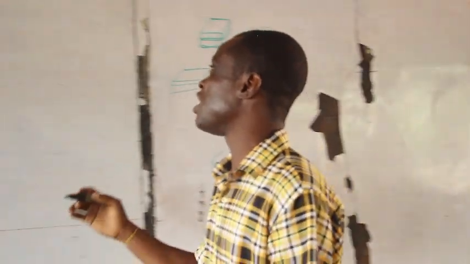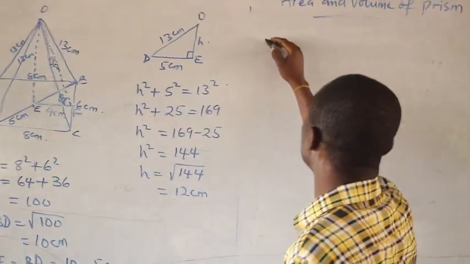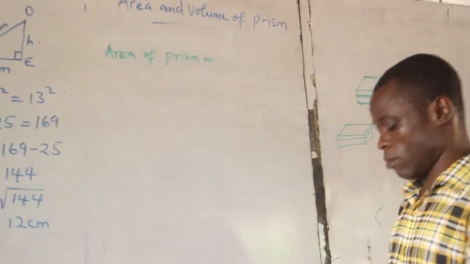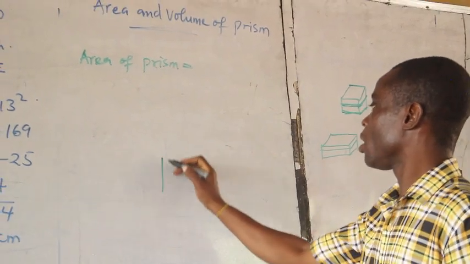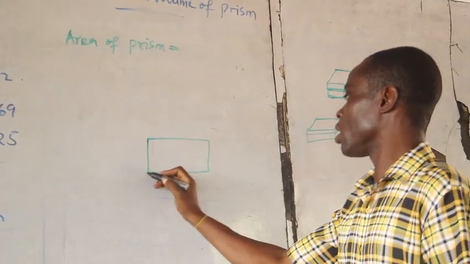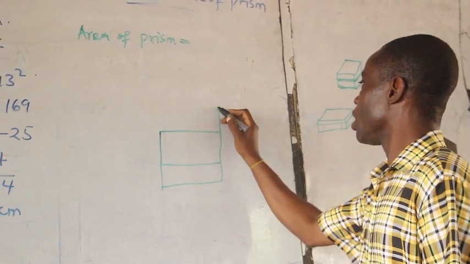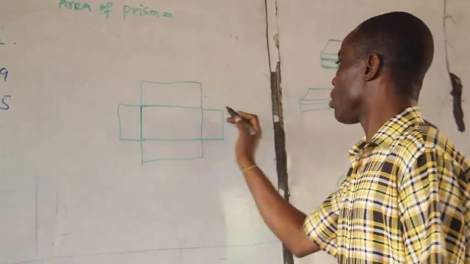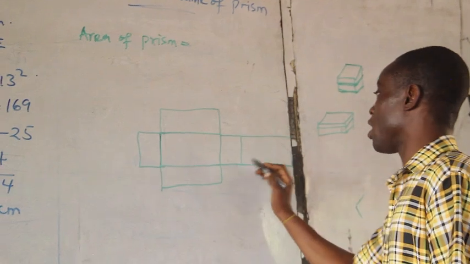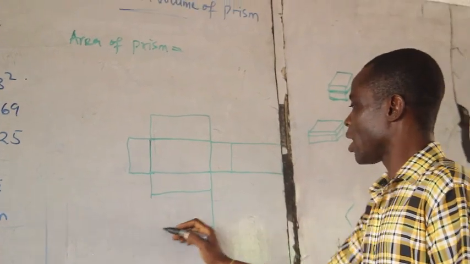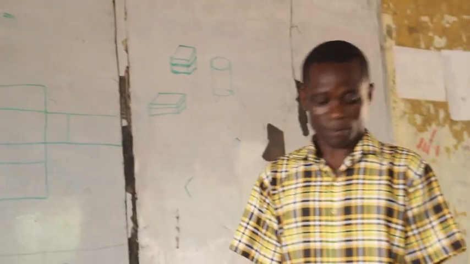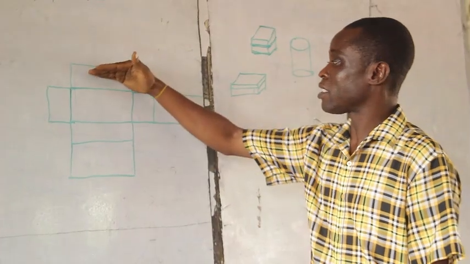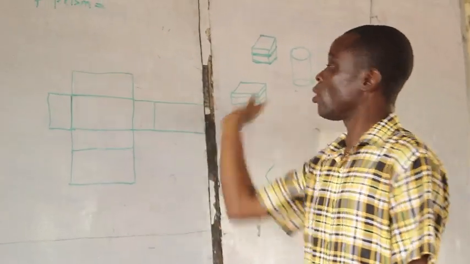And to talk about the area of prism, look at this. Area of prism. Look at this cuboid. This is the net of this cuboid. Now this is the base, this is the top, this is the side, this is another side, and this is the one that will cover it.